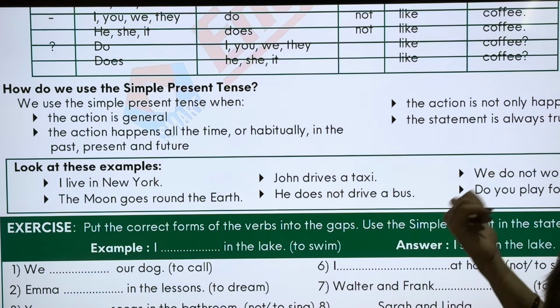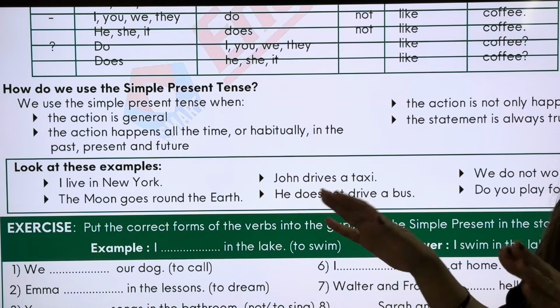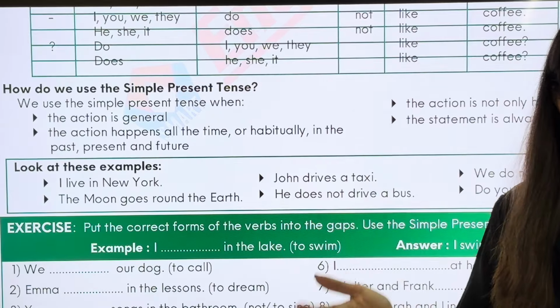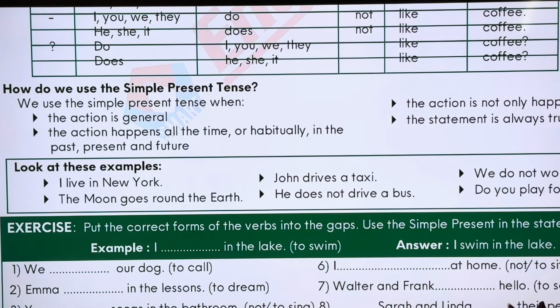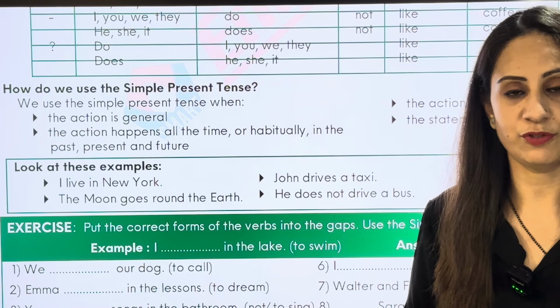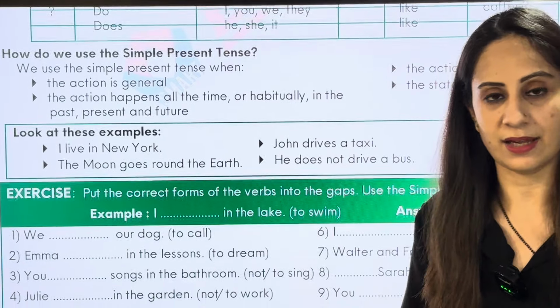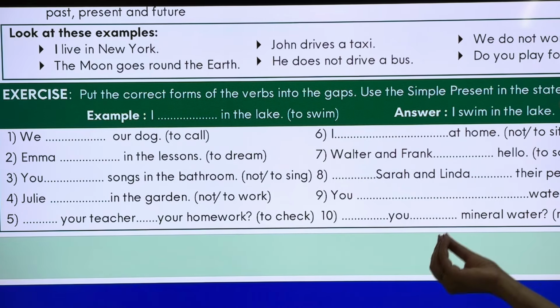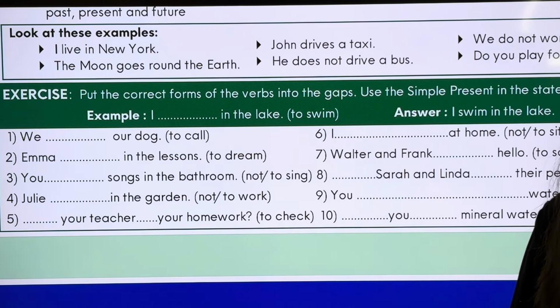Then we talk about an action which is not happening now, but it happens on an everyday basis. Then we have a statement which is always true. So let's think of some universal facts. For example, the earth revolves around the sun. Here also, because it is a universal truth, you will use the simple present tense.